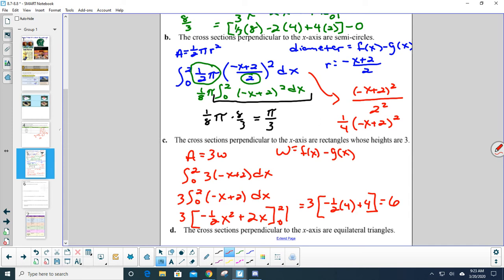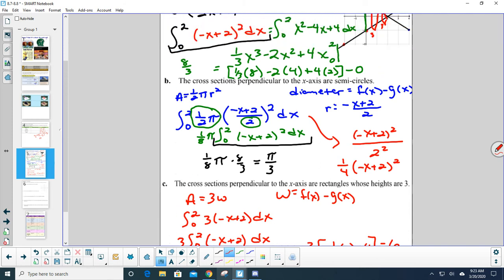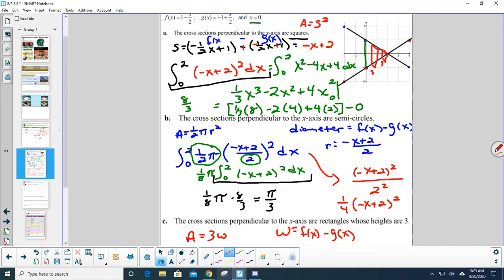Questions on that one? Width in this case is from top to bottom and not left to right on the triangles. Say that one more time. Width in this case is from top to bottom, not left to right. Yeah. Okay.